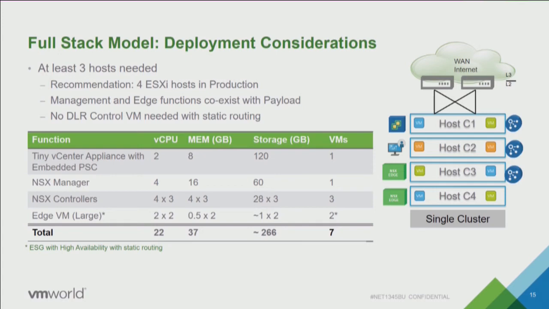And then you have this ESG, the Edge Services Gateway. Now this Edge Services Gateway could be deployed in ESG HA mode or ESG ECMP mode. We do support that. But in this model, I'm just showing the ESG in HA mode. Right? And then look at the footprint again. So you have the vCenter appliance with embedded PSC. You can use the tiny one. NSX Manager, 3 controllers, and 2 ESG virtual machines. I'm not showing you the DLR control VM here because I'm assuming that this customer is using static routing. When you're using static routing, you do not need to deploy DLR control VMs. So you can actually save 2 virtual machines there if you're really pressed. Okay?